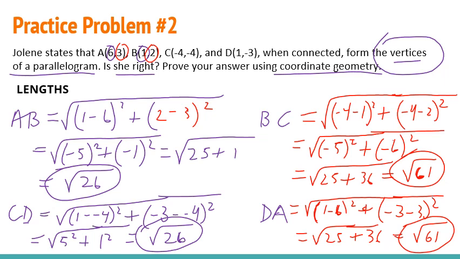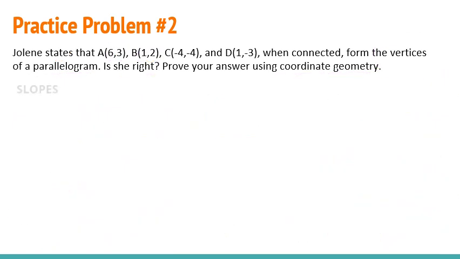All right, as you can see here, the math popping up on the screen, we've shown that opposite sides are congruent. So far things are looking good. This is what we would expect from a parallelogram. The opposite lengths are the exact same value. They're congruent. Okay, now we would have to look at the slopes.